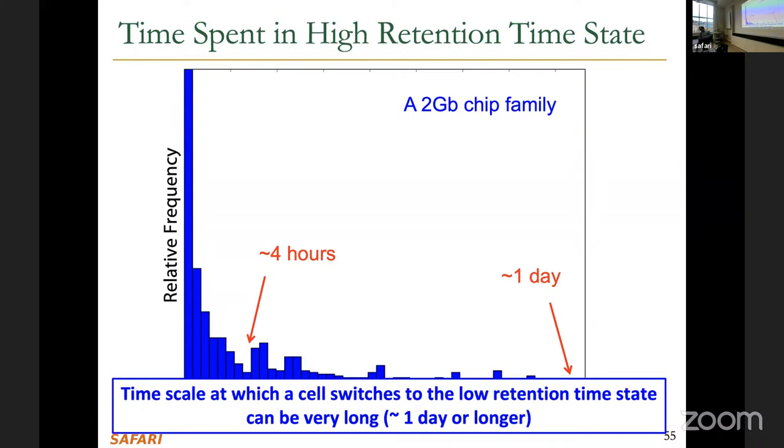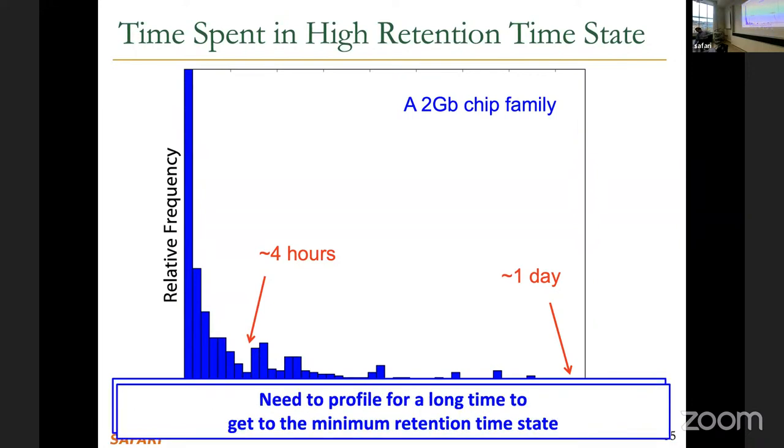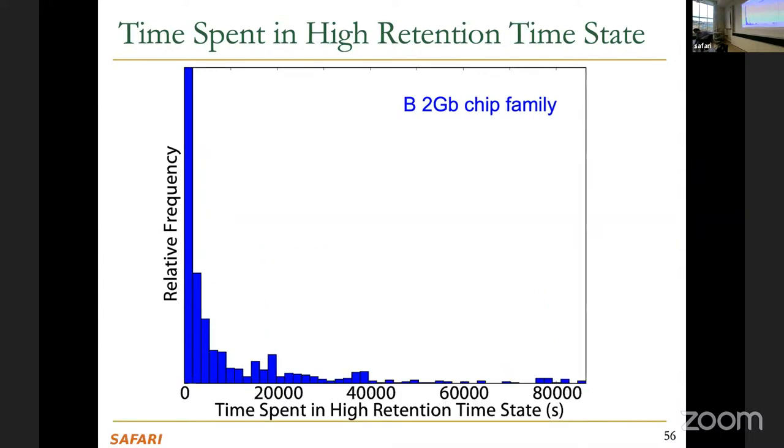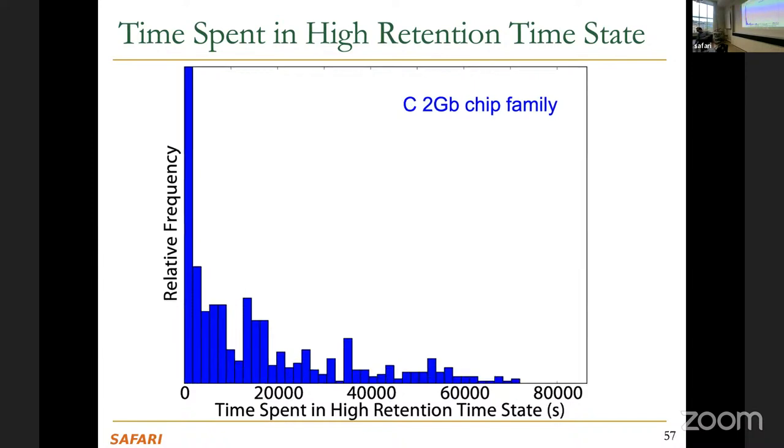Okay, so I've already said this. So basically, you need to profile for a long time to get to the minimum retention time state. And this picture is very similar for different manufacturers. This is B, this is C. You can see very similar pictures.